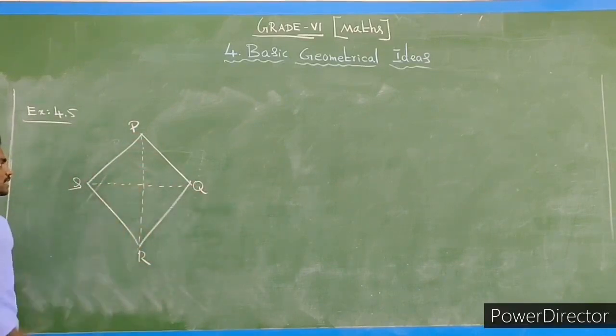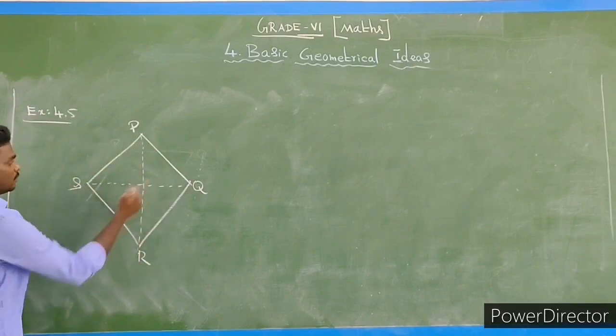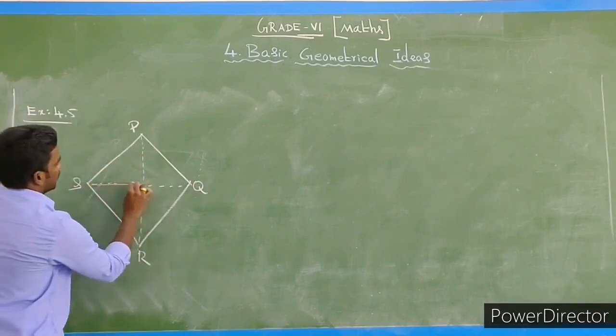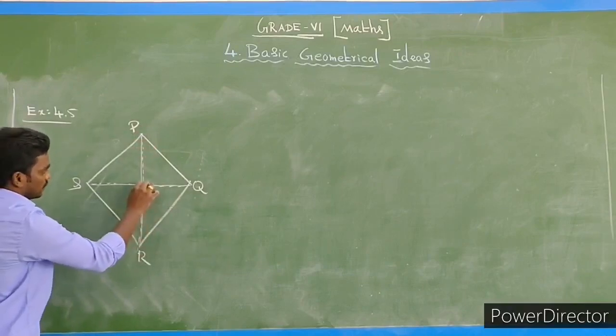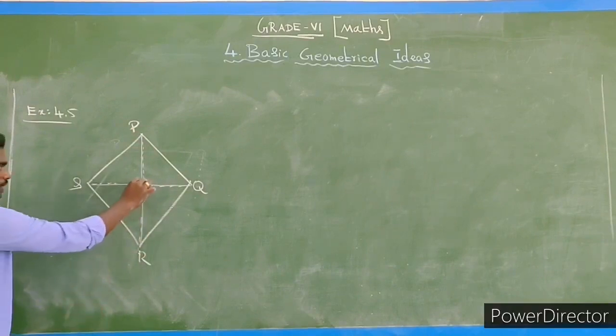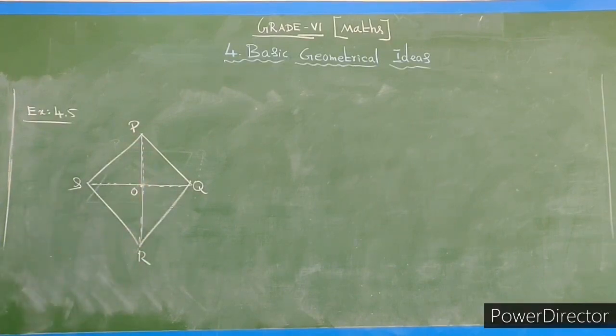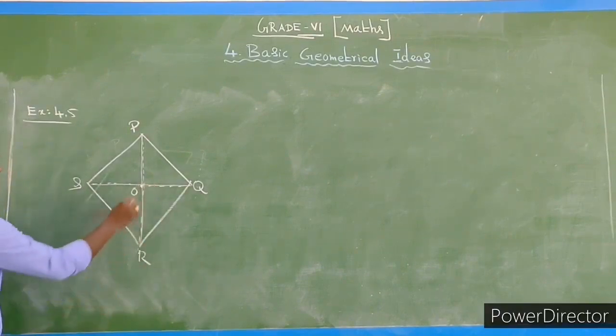We know a diagonal is a line segment joining any two non-adjacent vertices of a polygon. So which are the diagonals? SQ and PR are the diagonals. This is called the meeting point O. Where does the meeting point O lie? That means is the meeting point of the diagonals in the interior or the exterior? We know the meeting point of the diagonals is interior.